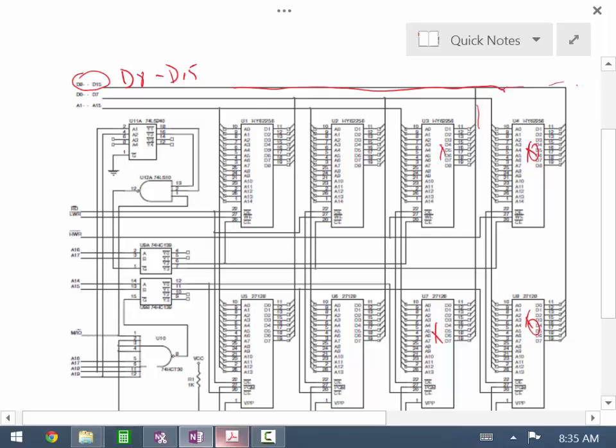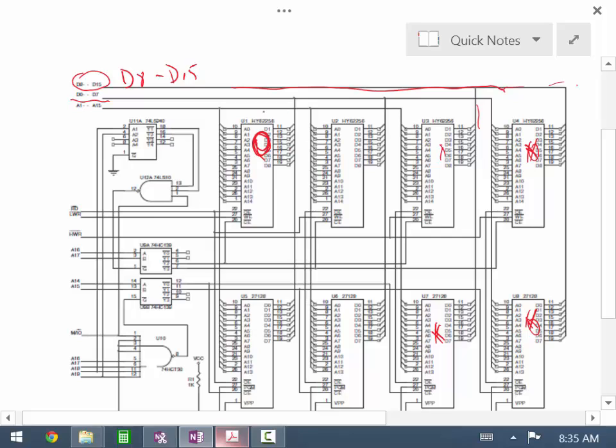These lines here, and I'm going to use a circle to show, these are all X's. So these X's right here represent the upper 8 bits of our data. D0 through D7 right here go to this chip here.